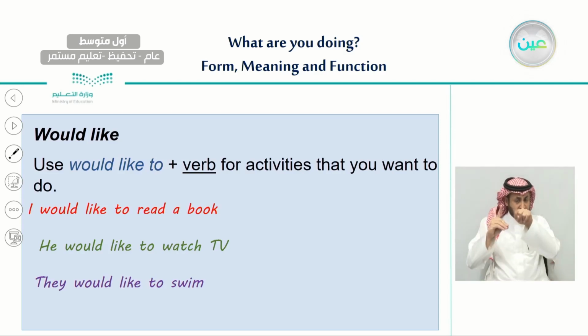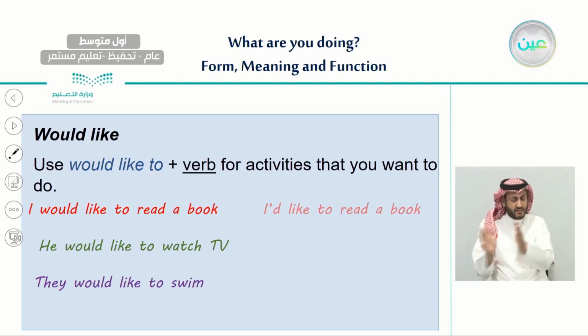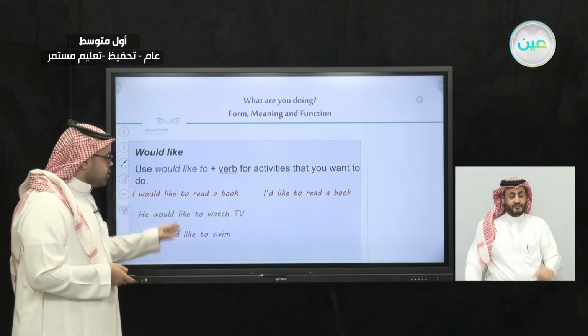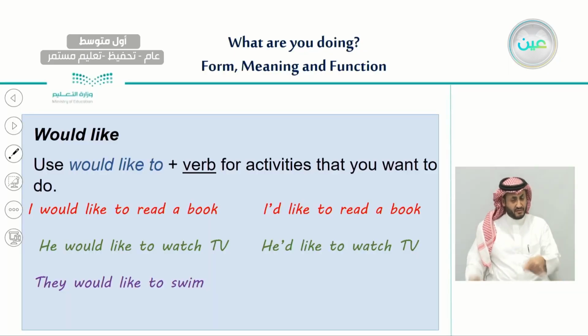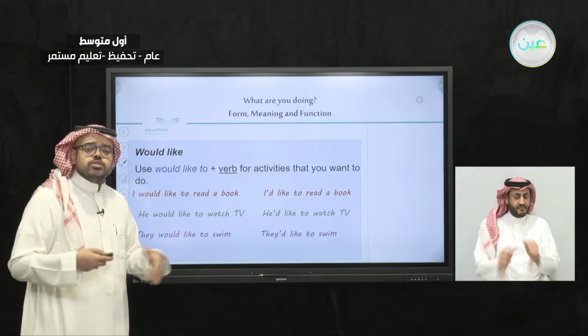Also with would like to, we can use the same contraction. Let's see. I would like to read a book. In the short form, we would say, I'd like to read a book. The second one, he would like to watch TV. He'd like to watch TV. And also, they would like to swim. They'd like to swim. So here is how we can use the contraction of would just to sound more natural.